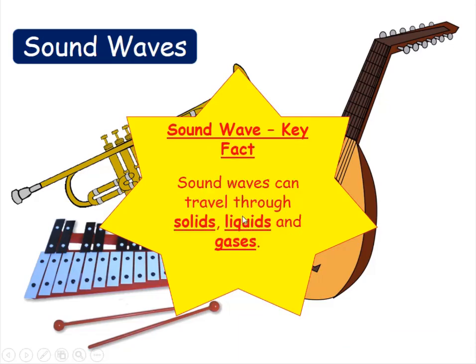A very important factor is that sound waves can travel through solid, liquid, and gases, as we have already discussed that sound waves need some material to travel. So these are the three types of materials: solids, liquids, and gases. So we can conclude like this: sound waves don't propagate in a vacuum or in empty space.